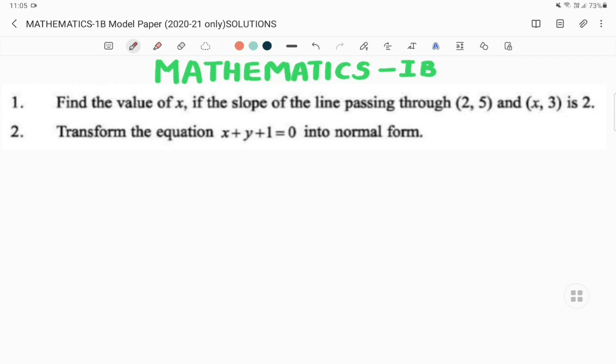The first question: find the value of x if the slope of the line passing through the point (2, 5) and (x, 3) is 2. So how to calculate? Here the concept is slope of the line joining two points.